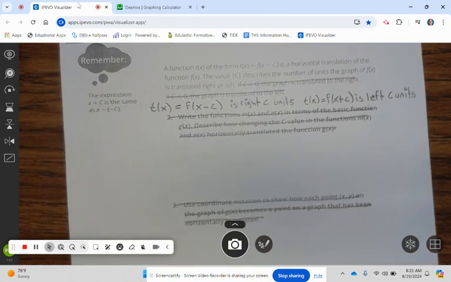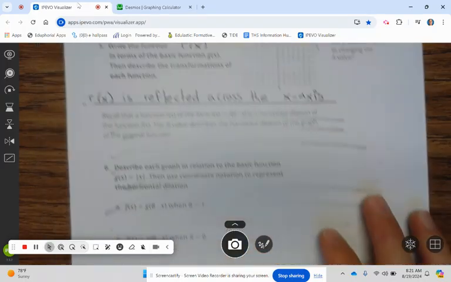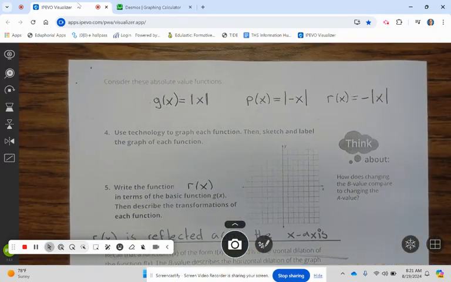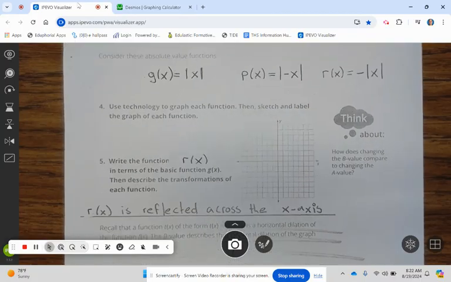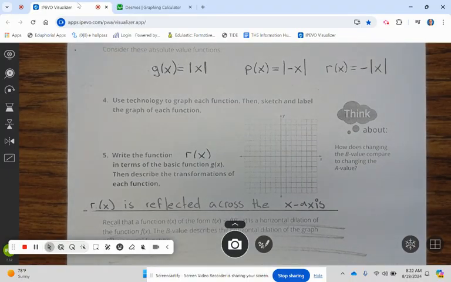Let's take a look at the next page. Consider the absolute value functions. g of x equals the absolute value of x, p of x equals the absolute value of negative x, and r of x equals negative times the absolute value of x. Alright, let's go ahead and look at number 4. Use technology to graph each function, then sketch and label the graph of each function.